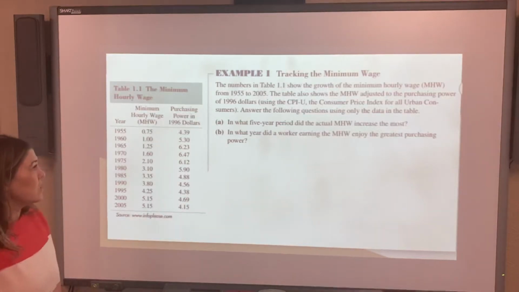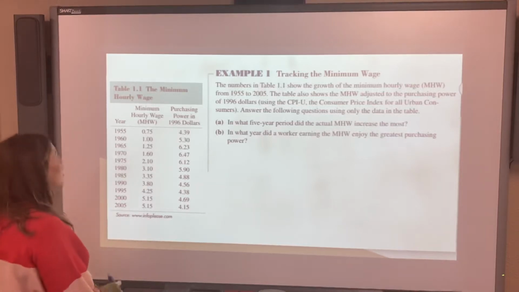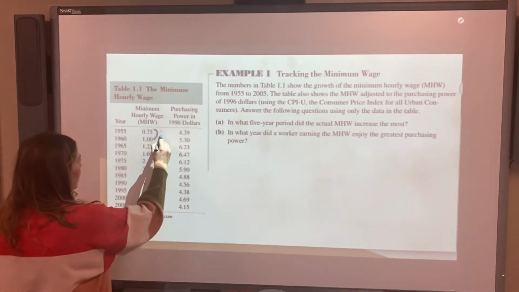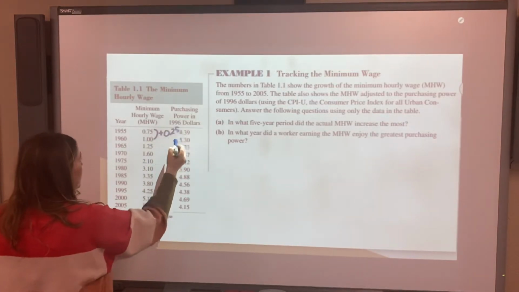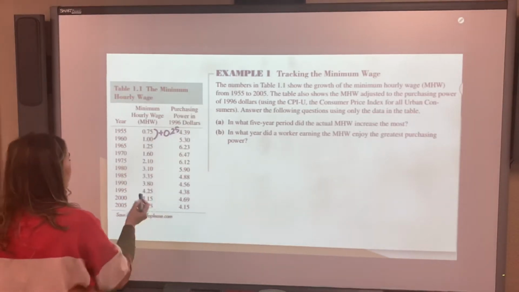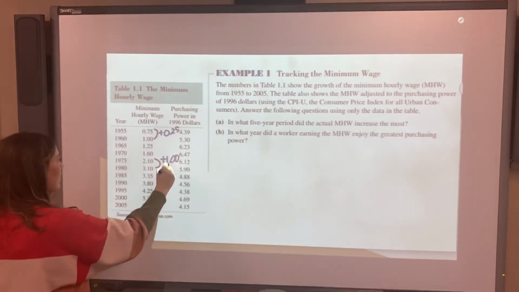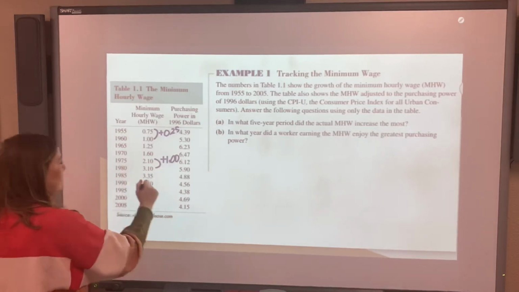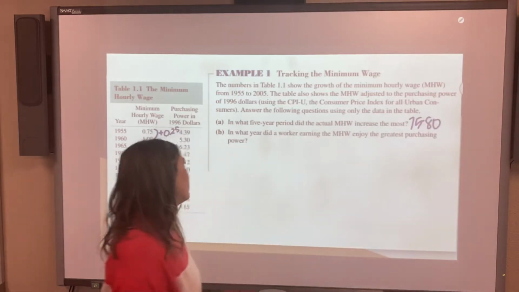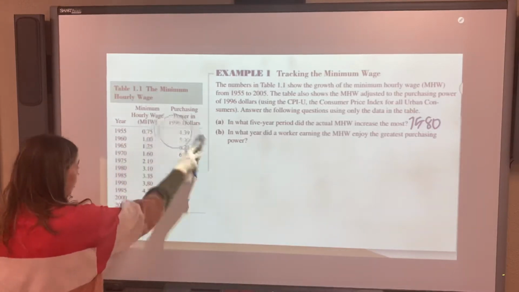So first, A says, in what 5-year period did the actual minimum hourly wage increase the most? From 1955 to 1960, it went from 75 cents to $1, so it increased by 0.25. We're looking for what gives us the most increase. If you look from right here to right here, it was plus $1 whole, and that was the most. So from 1975 to 1980, it increased the most.